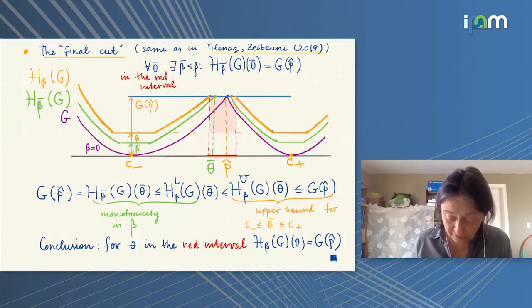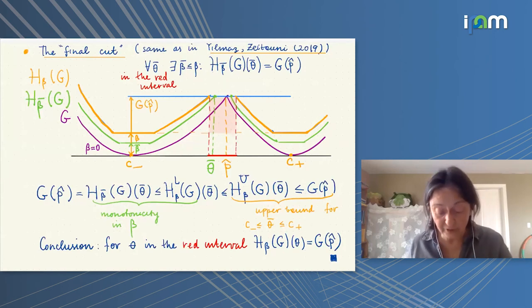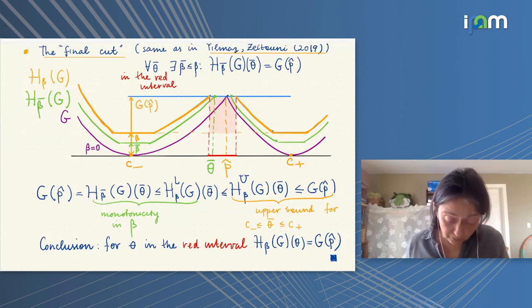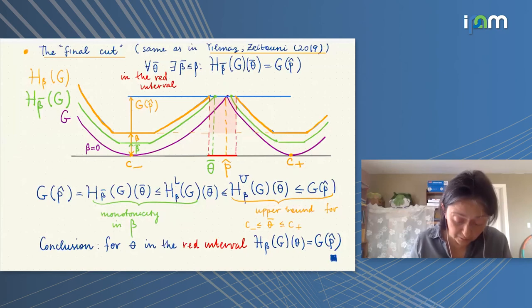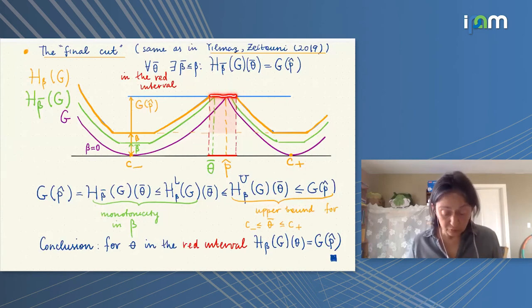Therefore, I recover this region. Of course, I'm hiding the fact that, yes, we have to prove monotonicity, there is a continuity in beta, strict monotonicity in beta. So everything needs to be shown, but the crucial part of the argument is very simple. Since we know that our effective Hamiltonian is at least as large as the green one, and the green one at this point is at this level, and this is the upper bound for our effective Hamiltonian, we are done. So this recovers the effective Hamiltonian in full and completes the proof.